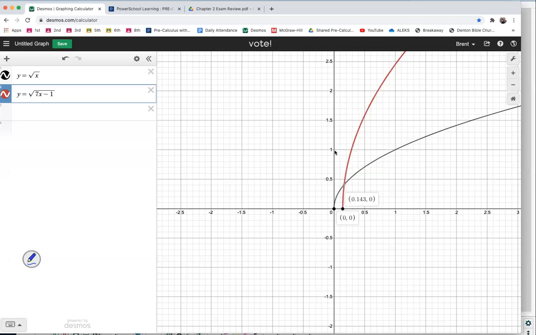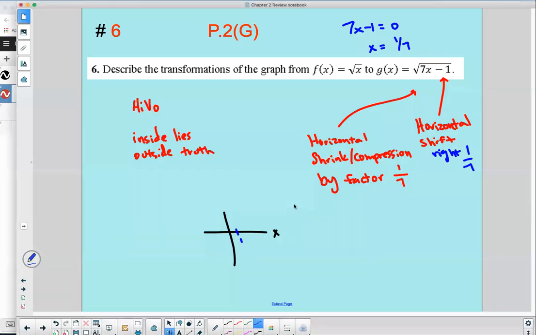And as you can see, a horizontal shrink always looks like a vertical stretch as well. If you remember me using the balloon illustration earlier in the year, it's kind of like a balloon. If you squeeze the balloon horizontally, vertically, it's going to expand. That's what's happened here. It looks like a vertical compression.